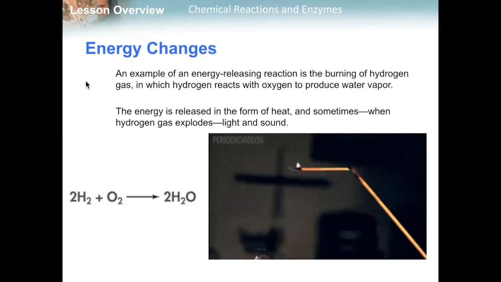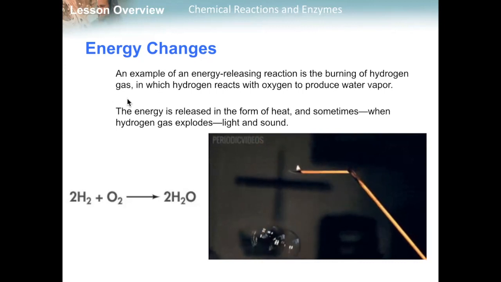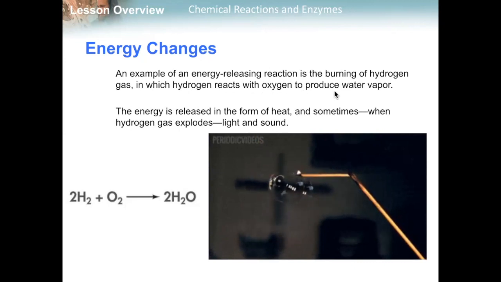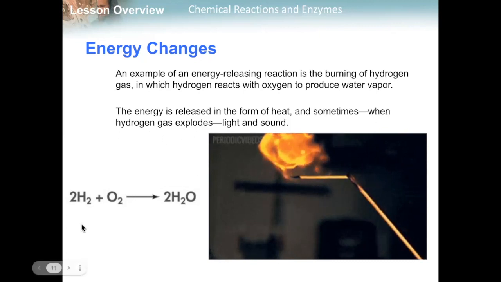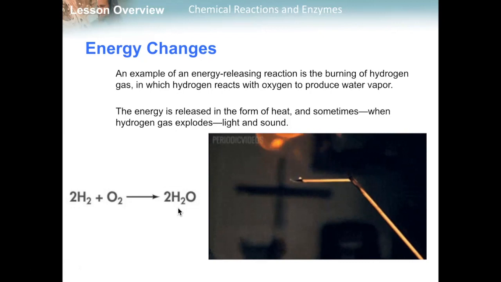An example of an energy-releasing reaction is the burning of hydrogen gas rising in the bubble, in which hydrogen gas with oxygen produces water vapor. The energy is released in the form of heat and sometimes, when hydrogen gas explodes, light and sound. Two hydrogen gas molecules plus one oxygen gas molecule creates water.